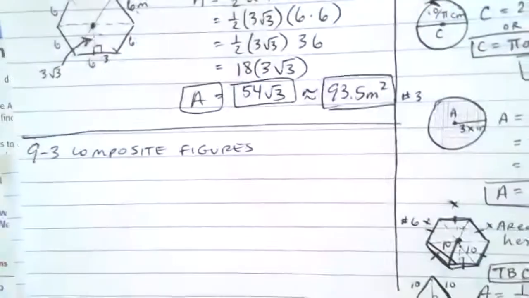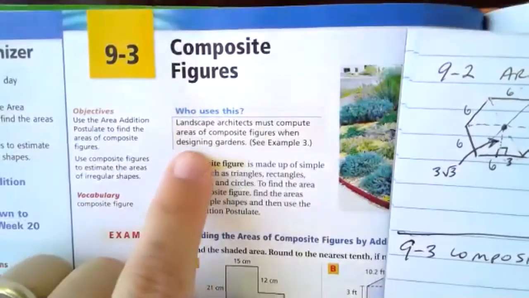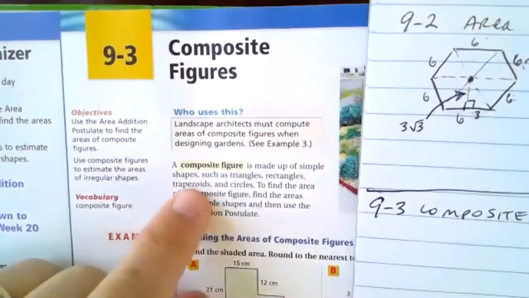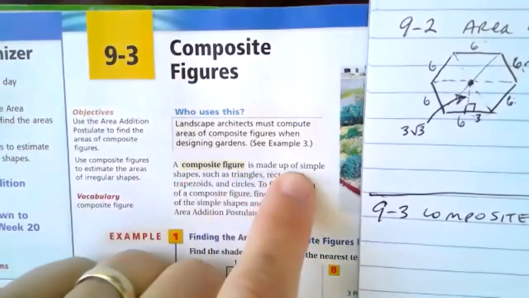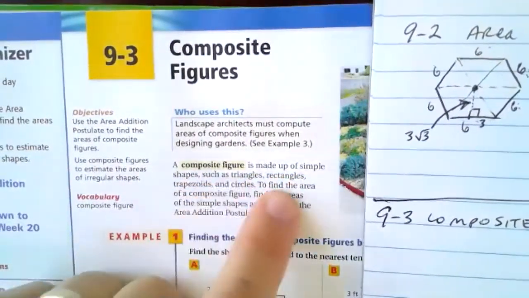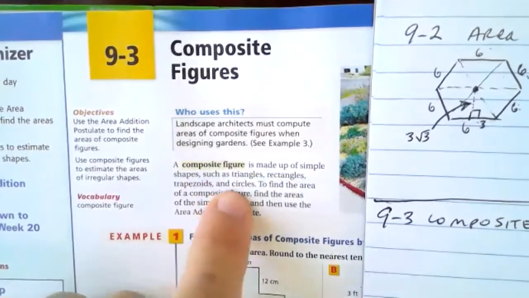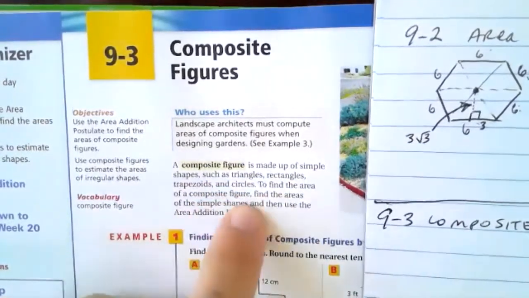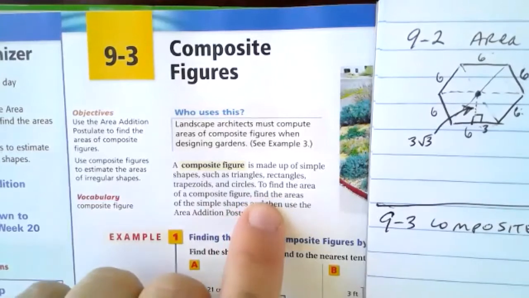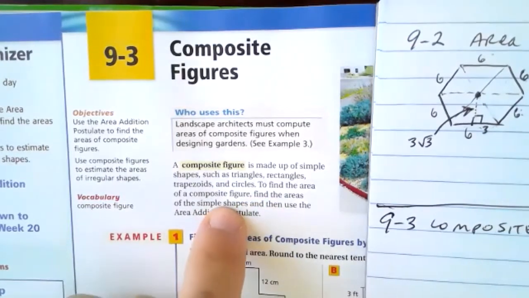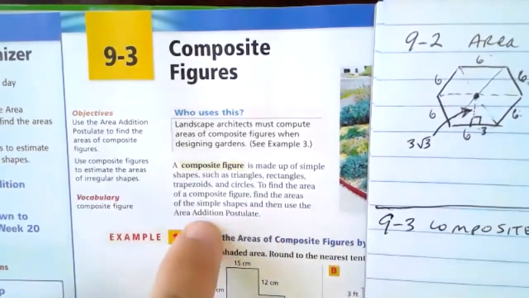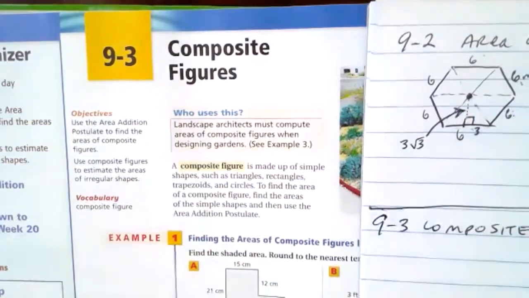Okay, and what is a composite figure? Here's the definition. It says, a composite figure is made up of simple shapes such as triangles, rectangles, trapezoids, and circles. To find the area of a composite figure, you find the areas of the simple shapes first and then use the area addition postulate.